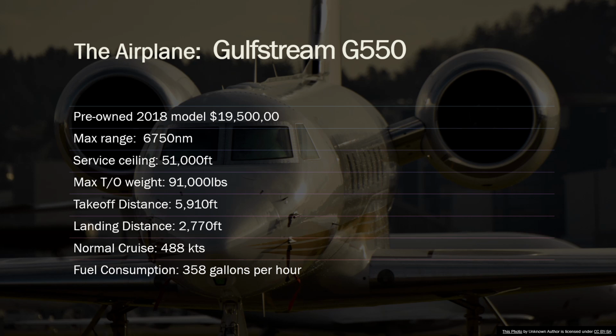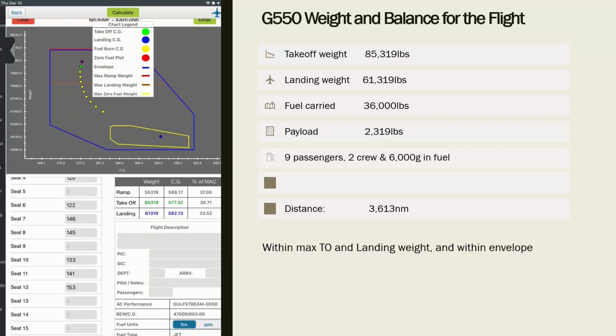We'll be cruising at a normal speed of 488 knots, and the fuel consumption is going to be 358 gallons per hour. With this information, we can go ahead and do our weight and balance for this flight. Adding all the 7 winners on board with the 2 Formula One personnel and the 2 crew, we have a payload of 2,319 pounds, including the luggage.